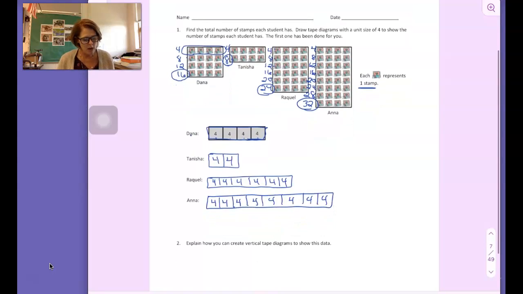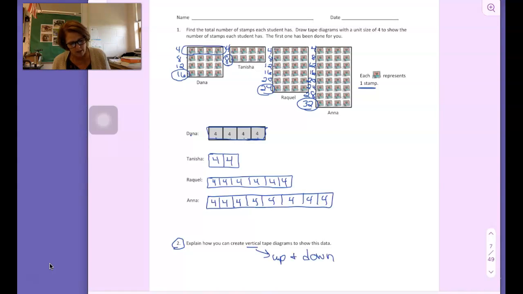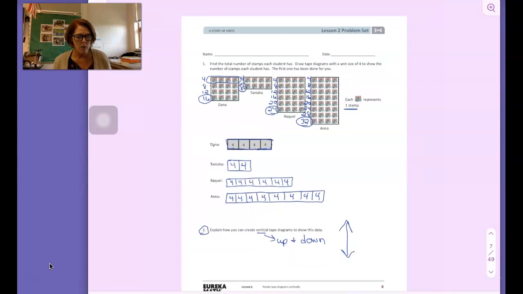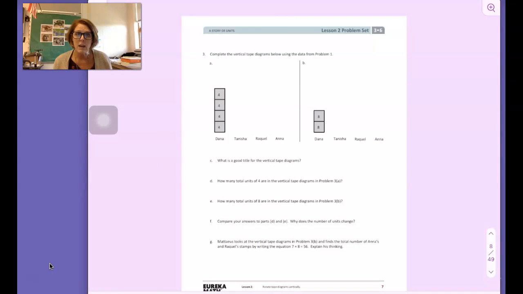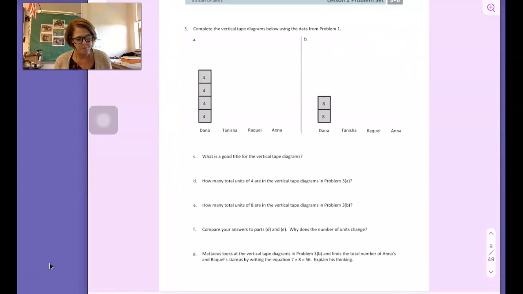So number 2, we're not going to write an answer down, but number 2 says, explain how you can create vertical tape diagrams to show this data. Vertical means up and down. So you do need to know vertical means up and down, not across. It means up and down like this. So let's go on to number 3, where they want us to do vertical tape diagrams.